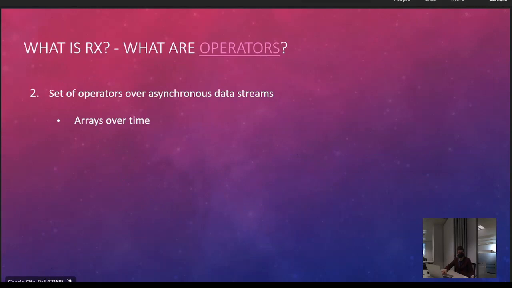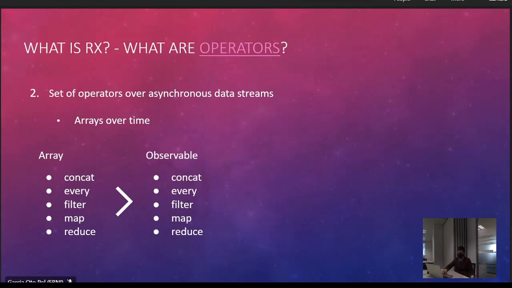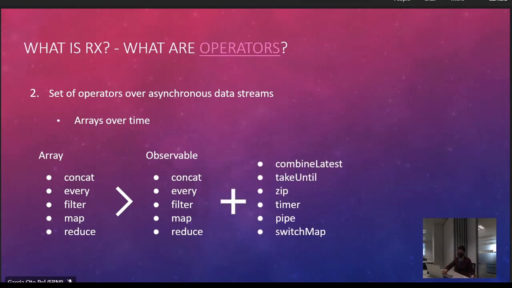Continuing with the topic, you have an array that has different kinds of operators, and you have the same for observables. Some change name, but most of them are the same. But also, you have time operators. So combineLatest, takeUntil something happens, have a timer. You have the part of the array, but you have the time part also for working with this information.